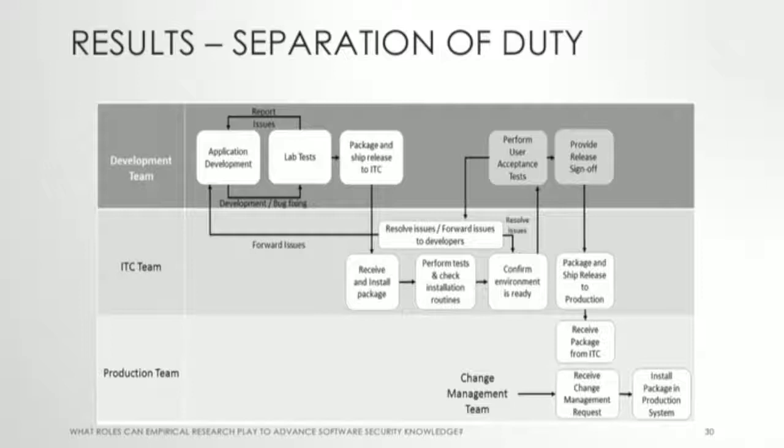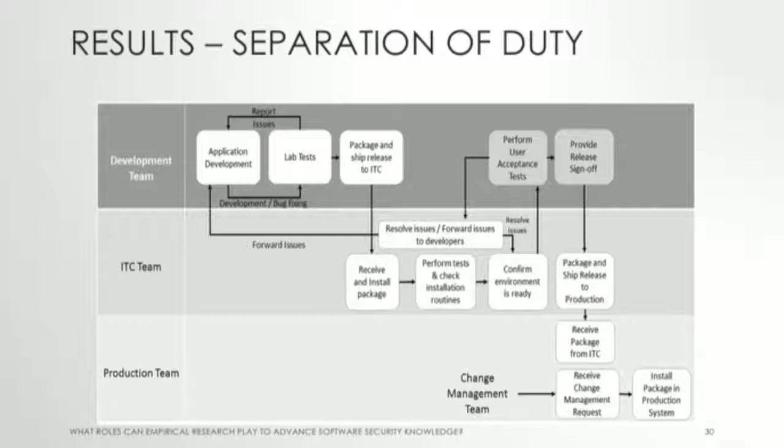Then they confirm that everything is going to run in the production environment, and they push it to the development again. So now it's ready, so you can do your user testing for the development. They do the tests, they can fix bugs if there are any issues. So they loop there. If everything is fine, then they provide the release sign-off, so they could push it to production. Once they have that release sign-off, the ITC has the package and the release, so they could push it to production.